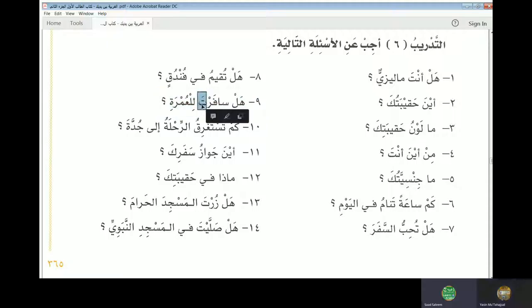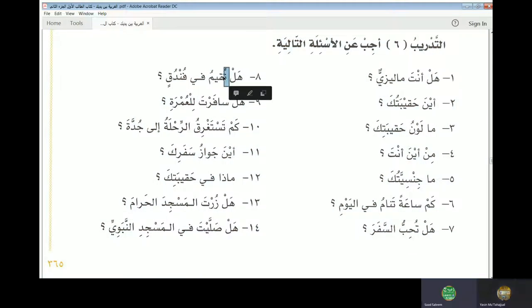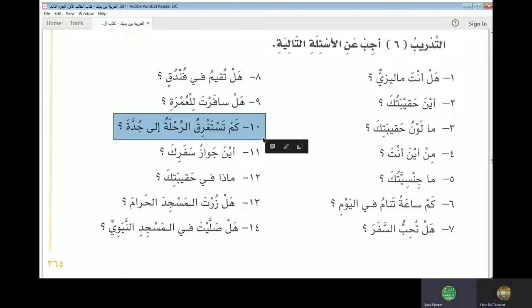So ta mean you in the past and tu mean I in the past. And if ta is in the beginning, then it means you in the present tense. Okay. Kam tastaghriqu rihlatu ila Jeddah? Okay, one hour, I think. Saatan wahidatan takriban.